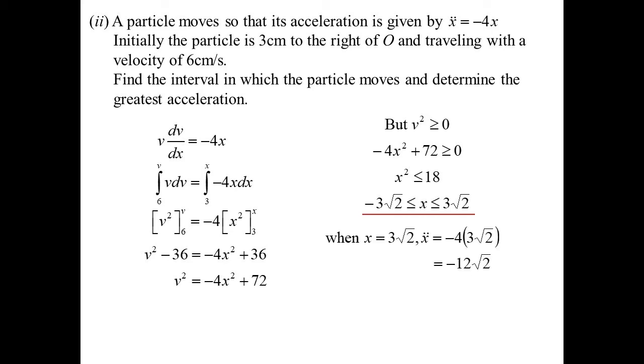What else did they want? The greatest acceleration. Okay, well, I now know the path of the particle, and acceleration is a constant times displacement. So whenever displacement is a maximum, acceleration's got to be a maximum. So I just sub in the amplitude here, 3 root 2, into the acceleration equation, and that will tell me the biggest it is. So minus 12 root 2, well, it could just as easily have been positive 12 root 2 if I chose the other end. But what we're interested in is 12 root 2, the size of it. So the greatest acceleration is 12 root 2 centimetres per second squared.